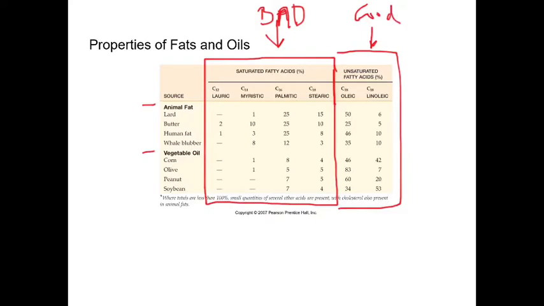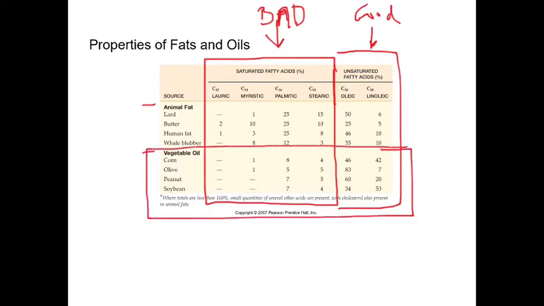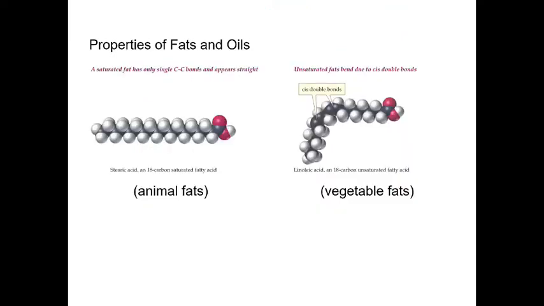So notice when you have more unsaturated fatty acids, as we do down here for vegetable oil, more unsaturated means more liquid. It's more liquid-like at room temperature. If you have more of the bad or saturated fatty acids, it tends to be more solid at room temperature. So as I talked about previously, why is that? Why are some of these lipids liquid at room temperature and some solid at room temperature? And the reason is because of their structure.